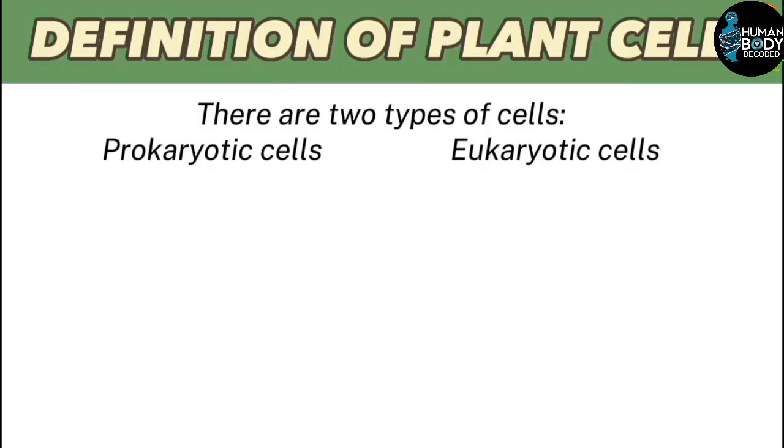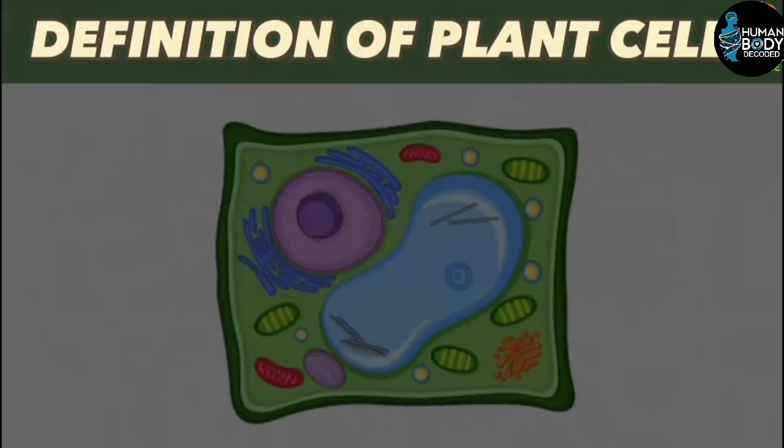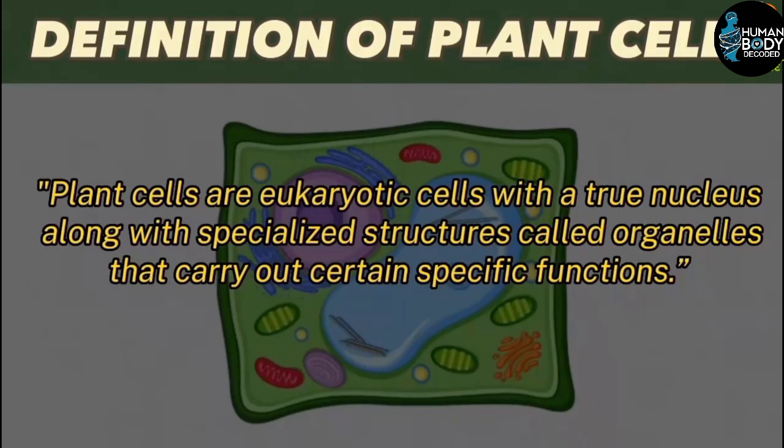First, we will go to the definition of the cell. What is a plant cell? Students, there are two types of cells in the world. One is prokaryotic cells and the other is eukaryotic cells. Eukaryotic is made of two words. Eukaryon means true, karyon means nucleus. So, eukaryotic cells are those cells that have a true nucleus. So, in a plant cell, there is a true nucleus. That's why when we say plant cell, it is a eukaryotic cell. So, plant cells are eukaryotic cells with a true nucleus.